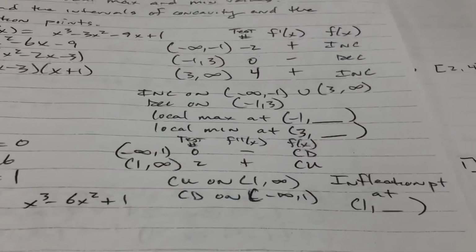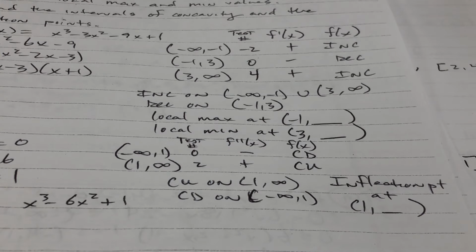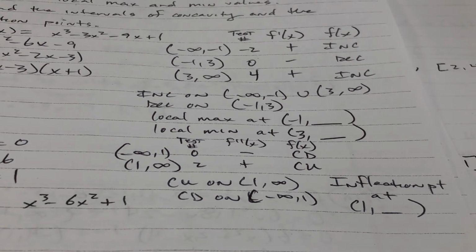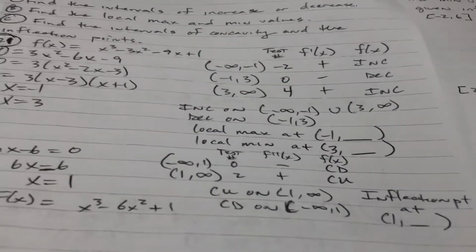So the tangent line, changing direction, is going to go from concave down to concave up. The intervals are -infinity to -1, -1 to 1, and then 1 to infinity. I'm going to use 0, and then 2.